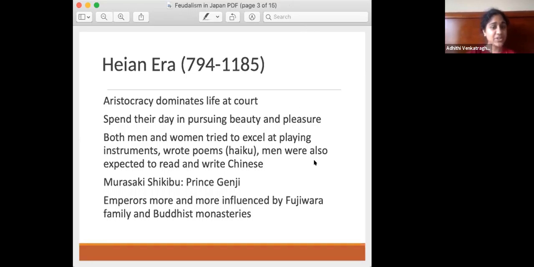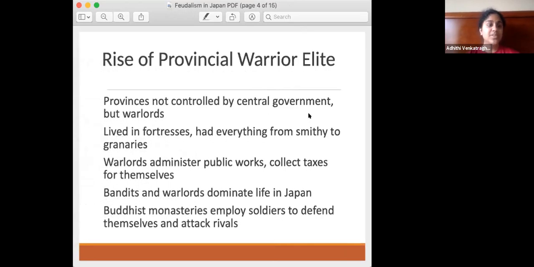Yes, so this included men were also expected to read and write Chinese. There was also the Prince Genji, and emperors were more and more influenced by Fujiwara family and the Buddhist monasteries. So art was very, very important in feudal Japan. The rise of the provincial warrior elite. So provinces were not controlled by the central government, but only by warlords.